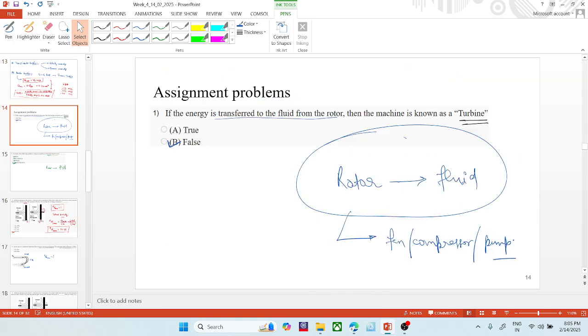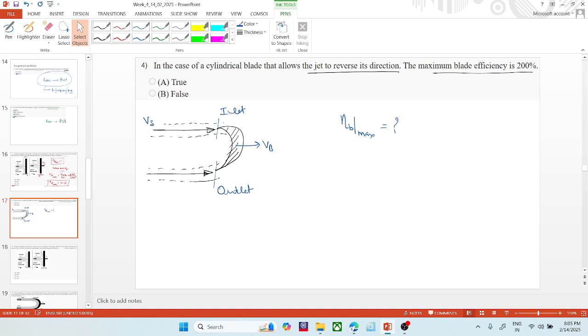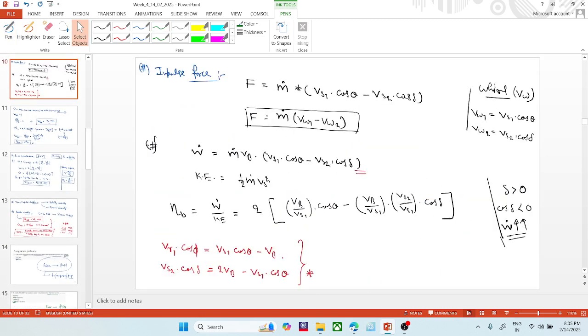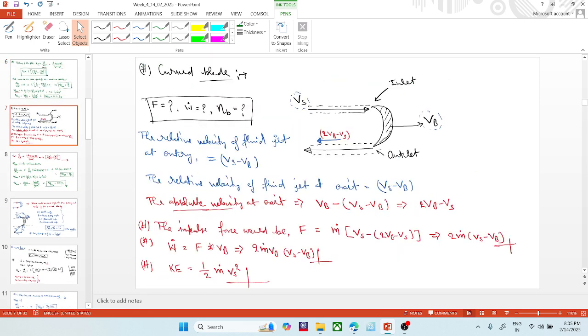So we have done this thing also previously. Actually, I would write here it is solved in previous slide. Okay, and I will just quickly show what we have done there. Okay, so this is the case. We have considered the case of the curved blade. The jet is coming, going like this and coming like this. This is inlet, this is exit, and here Vb is the blade velocity.